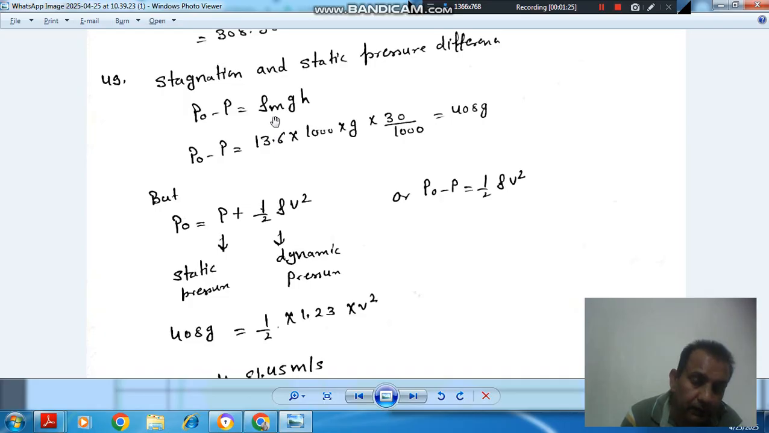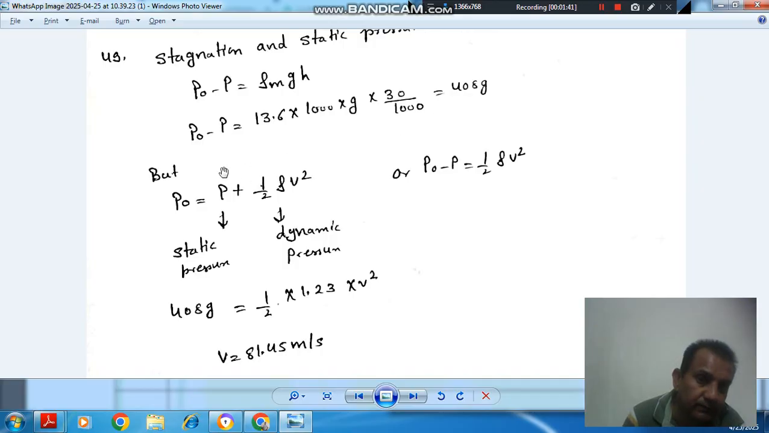So the pressure difference is rho m g h. Rho m is the density of mercury, h is this head, given as 30 mm or 30 by 1000, and rho m is 13.6 into 1000. Okay, so P naught minus P is your 408 g.